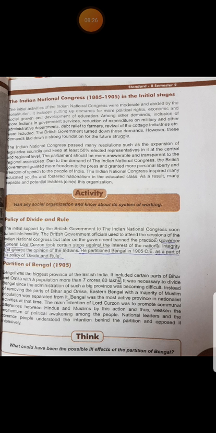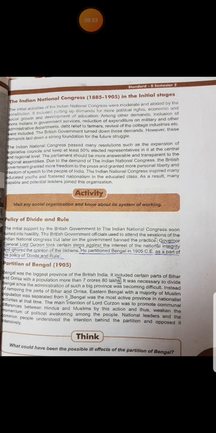And what reason did Lord Curzon give? He gave the reason that Bengal was a very big province, and administration was not possible for such a big province. So it was necessary to divide Bengal so that the administration could be done smoothly. And like this, Bengal was divided.